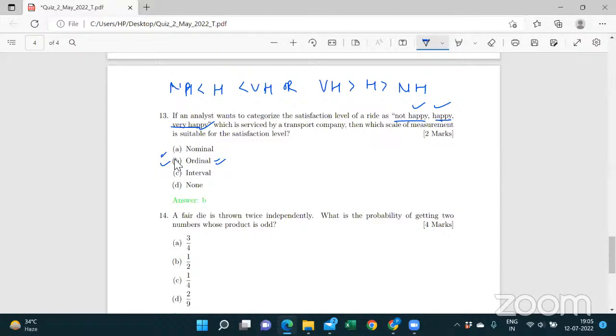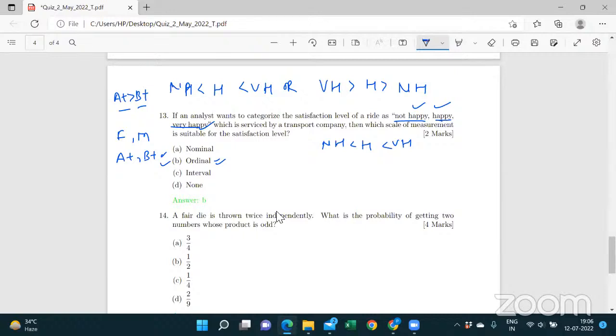Nominal and ordinal are both used for categorical data, yes. But nominal is where you cannot order, like female, male, or blood group, like A positive, B positive. You cannot say A positive blood group is greater than B positive. You cannot order that. But here you can order not happy, then happy, then very happy. Suppose you have a not happy category, then a happy category, then a very happy category. So you can order. Is this clear? Yeah, clear, sir.